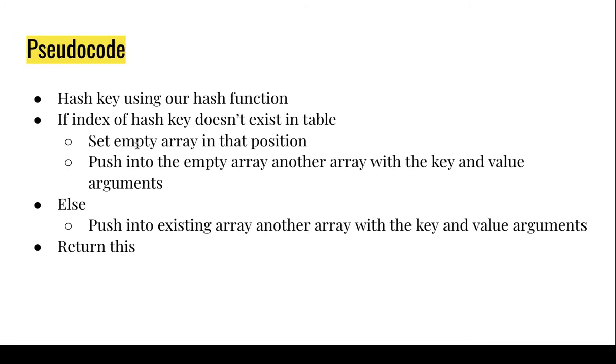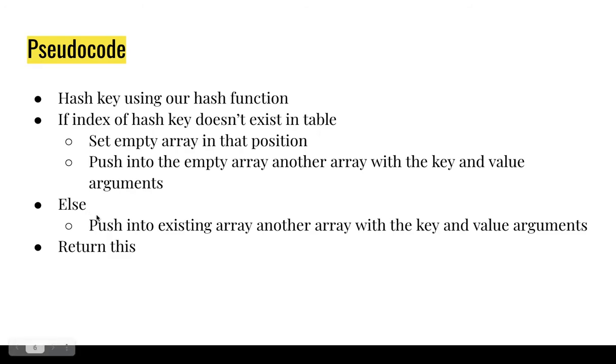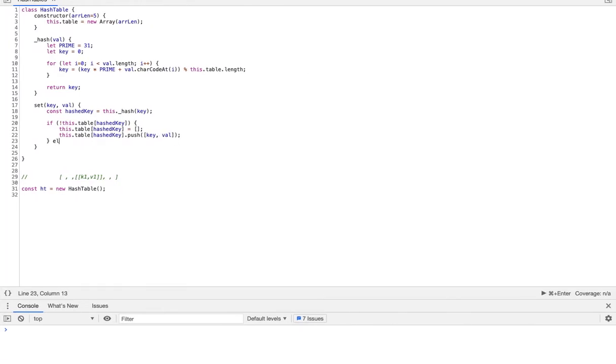All right, now the else block. Otherwise, if there is something that exists there, that means that if it reaches this else block, a collision has occurred. So in that case, we're resolving it by inserting another array into that. So else push into existing array another array with the key and value arguments. So the way we would do that is else this.table hashed key, and then push an array with the key and value.